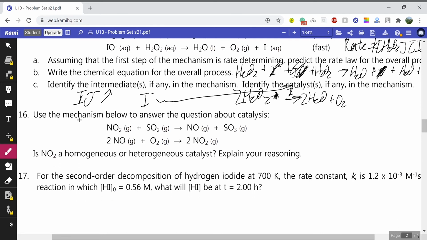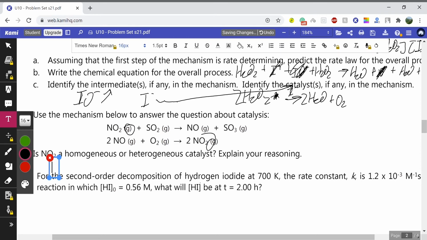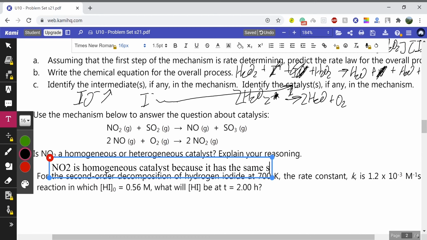Number 16, the question about the catalyst: is NO2 homogeneous or heterogeneous? NO2 is our catalyst. In the beginning it's a gas, in the end it's also a gas. So NO2 is a homogeneous catalyst in this reaction because it has the same state of matter.